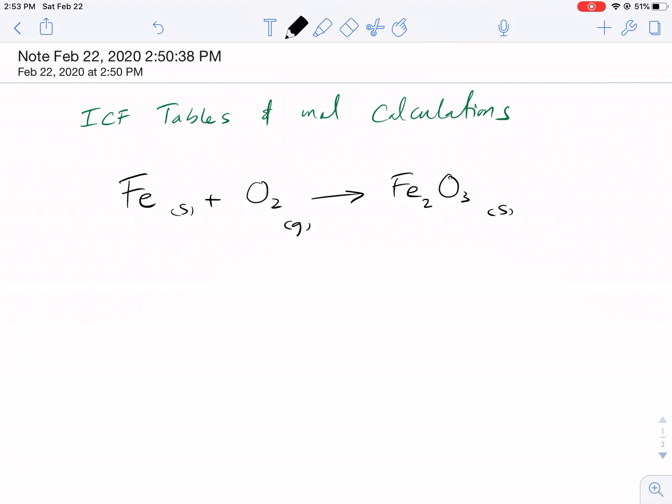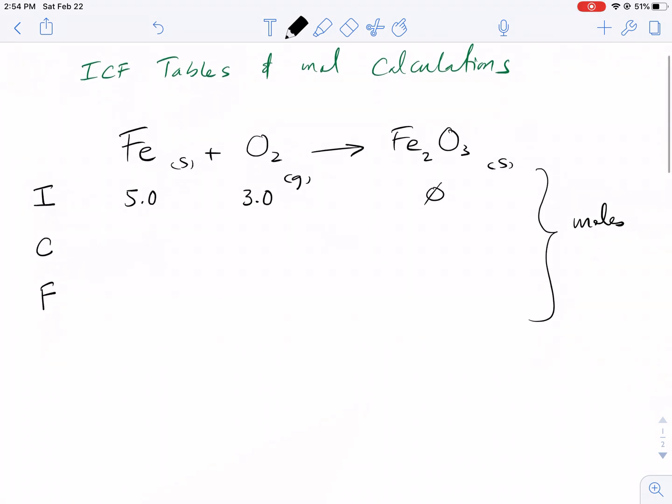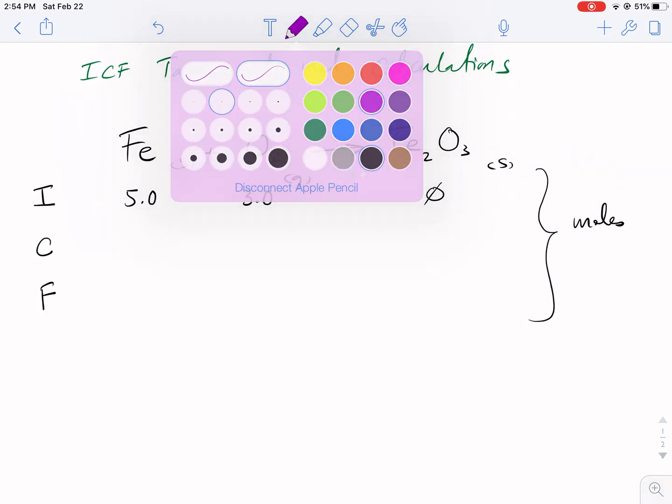So let's say that we work with moles this time, and my table is ICF, and initially I put in let's say 5 moles of iron plus 3 moles of oxygen, and this table unit is in moles, and I don't have any iron oxide initially. And you need to fill out every other line of this table, which is the C line, which is change, and the F line, which refers to final.